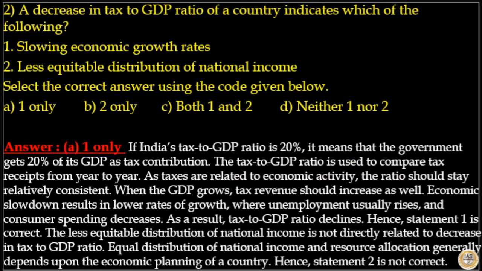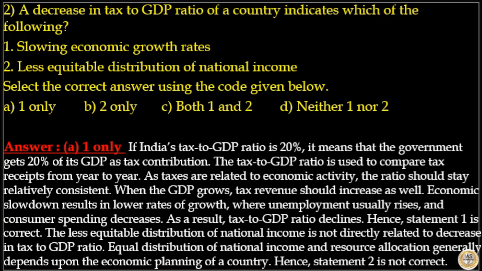If India's tax to GDP ratio is 20%, it means that government gets 20% of its GDP as tax contribution. The tax to GDP ratio is used to compare tax receipts from year to year. As taxes are related to economic activity, the ratio should stay relatively consistent. When the GDP grows, tax revenue should increase as well. Economic slowdown results in lower rates of growth, where unemployment usually rises and consumer spending decreases. As a result, tax to GDP ratio declines. Hence, statement 1 is correct.